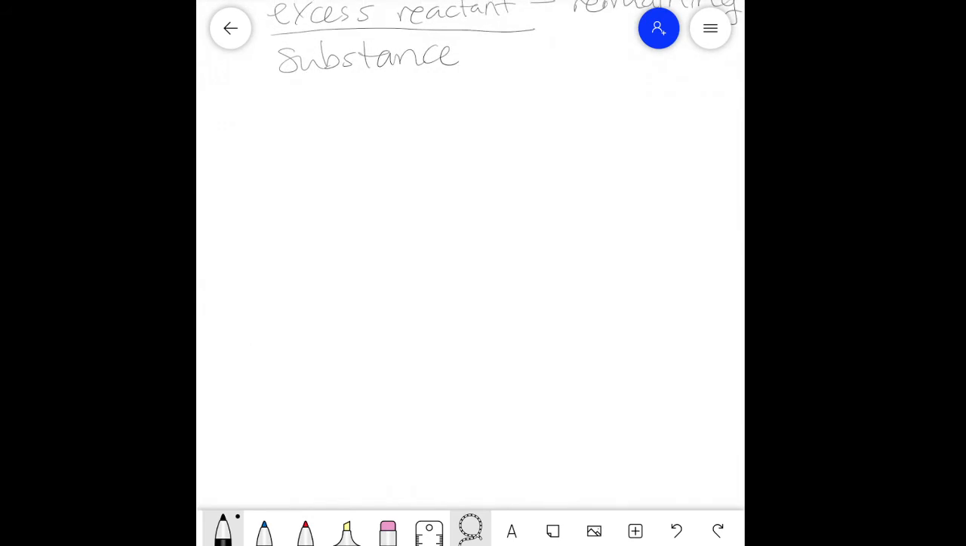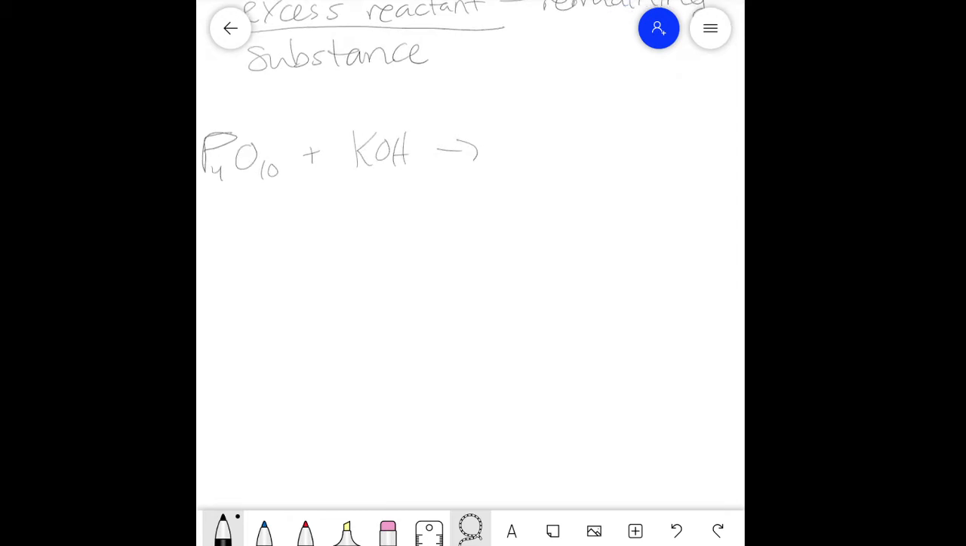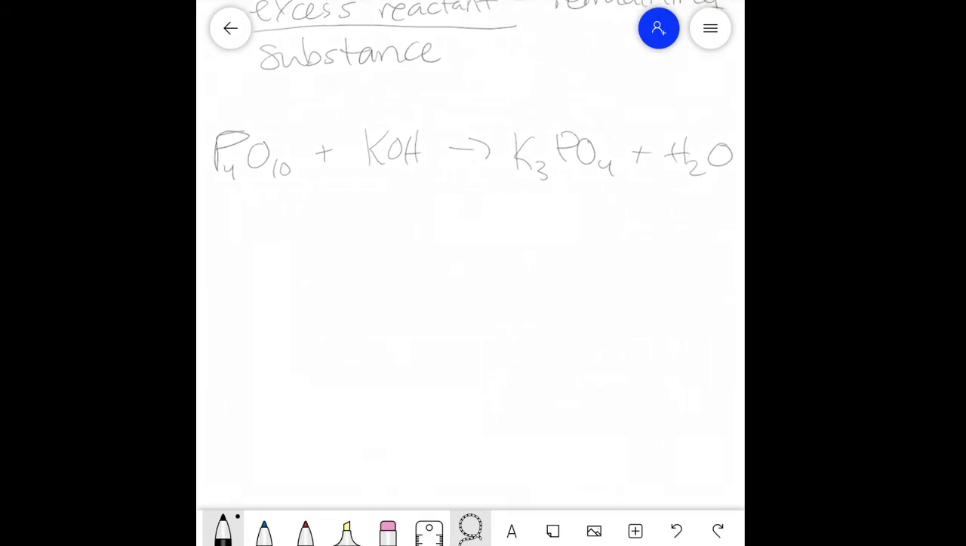So let's say we have the equation P4O10 plus KOH gives us K3PO4 plus water. So the first thing you always have to do with stoichiometry is balance the equation. So we need a 12 here, a 4 here, and a 6 here. I think that gives us the right amount.